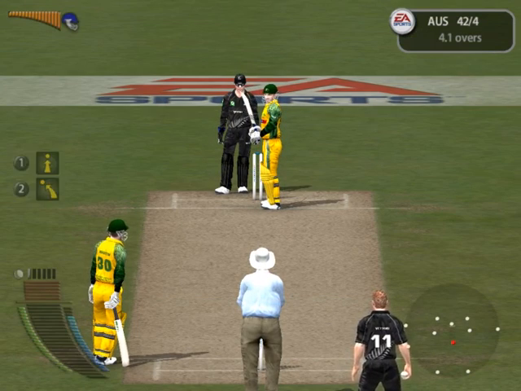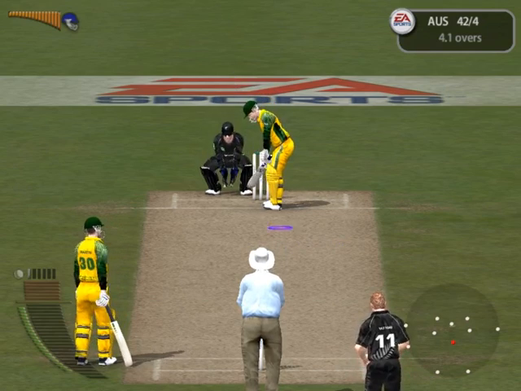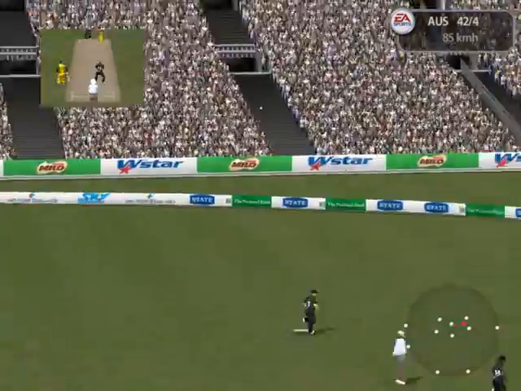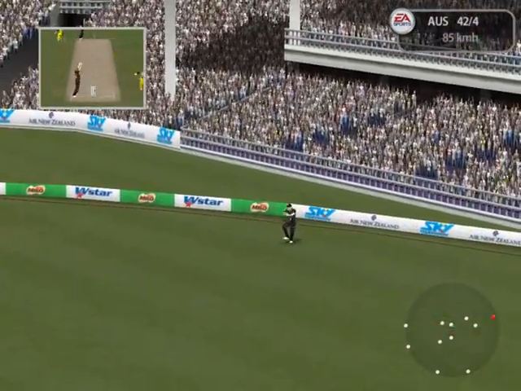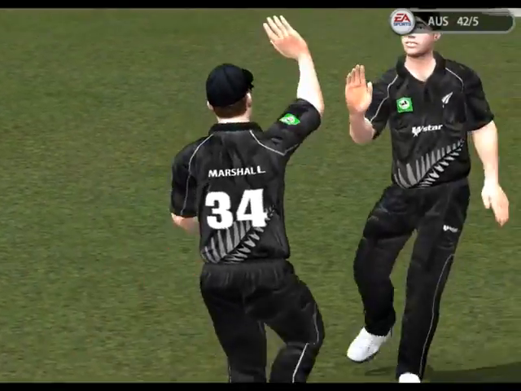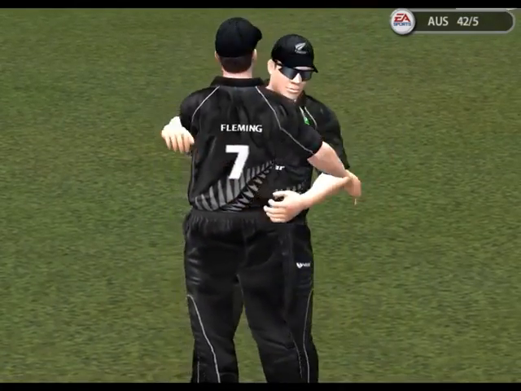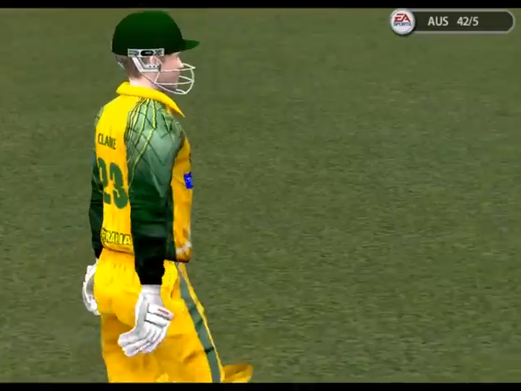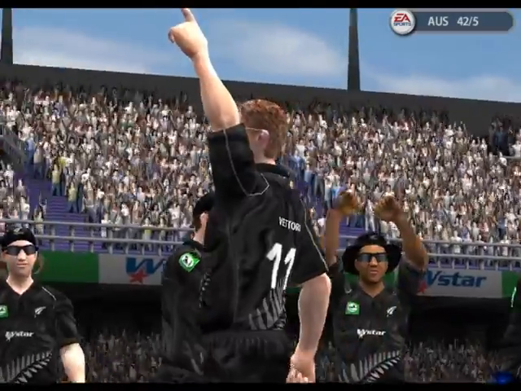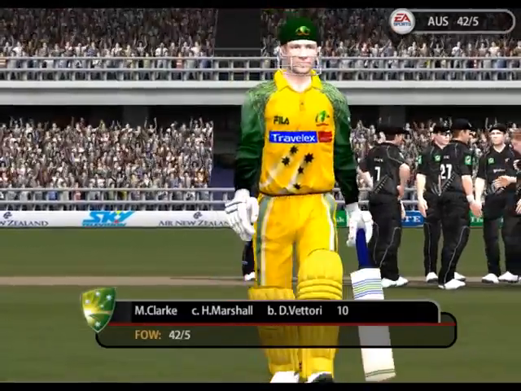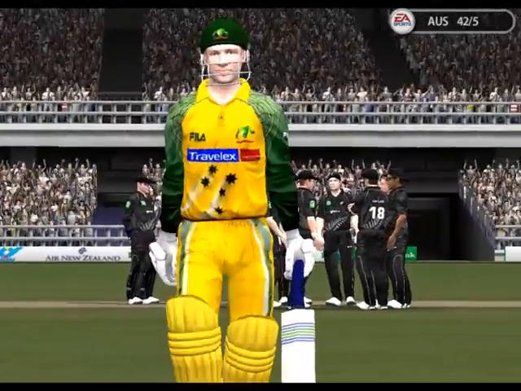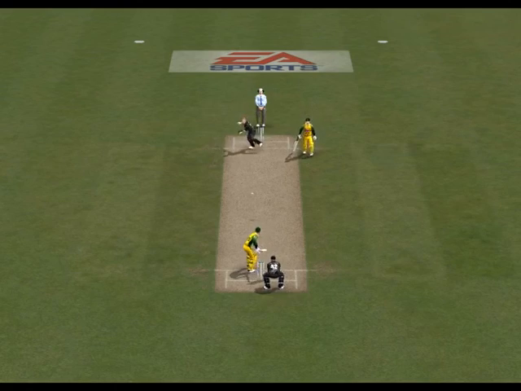Vettori to Clark. Flicked off his legs. Comfortably held by Marshall. He got into great position to take that catch. What a superb catch that is. That was a bad shot. He really seemed to lose concentration. Vettori gets his first wicket. Clark goes for only 10. This was how the innings ended for Clark.